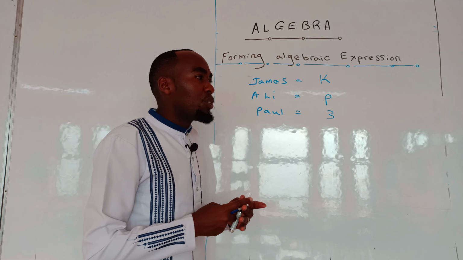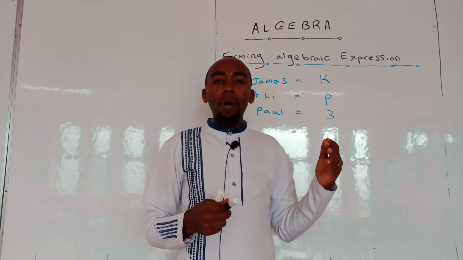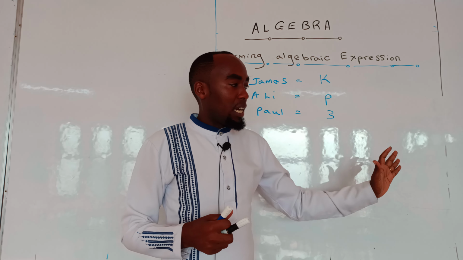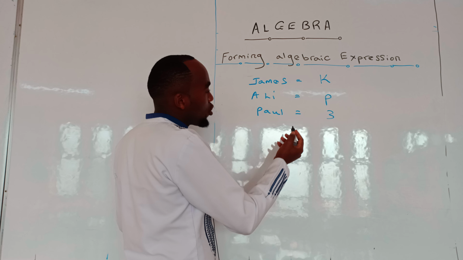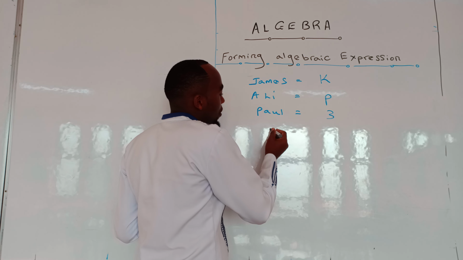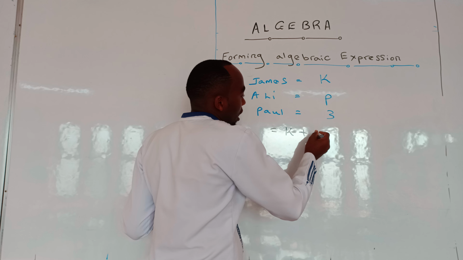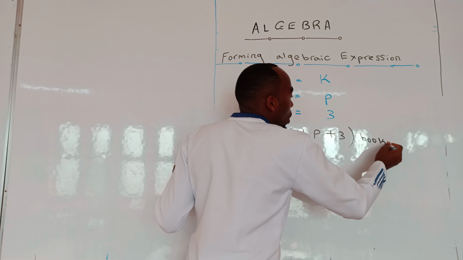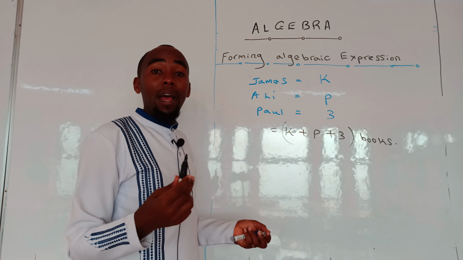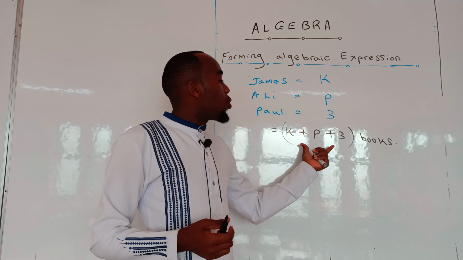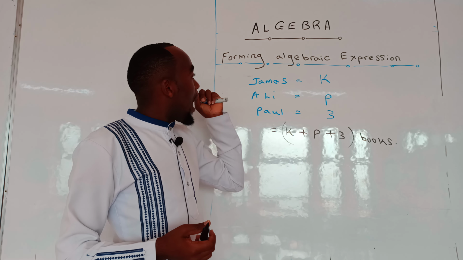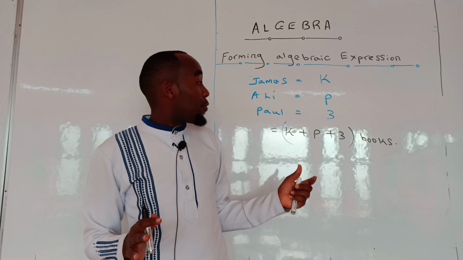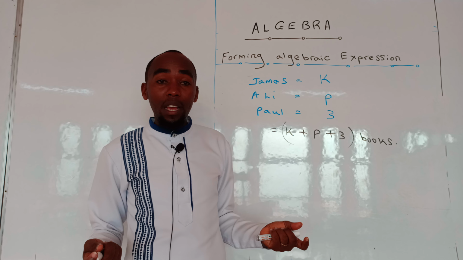Therefore, the question here is, how do you form an algebraic expression? Now, when you put these together, the total books given by the teacher will be given by K plus P plus 3. This is the number of books that were given to the 3 students by their teacher. Therefore, this is what we refer to as an algebraic expression. I don't know if you've gotten something.